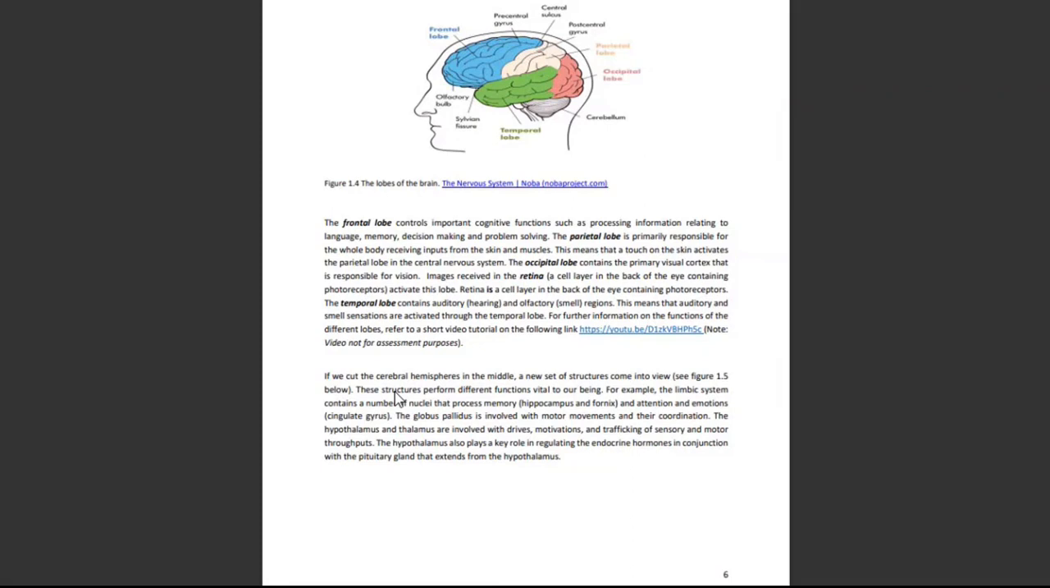Then let's go further. If you cut the cerebral cortex in the middle, a new set of structures comes into play. Remember, we said you have the left and the right hemisphere. Your brain is divided into left and right hemispheres. That's what you said. If you cut the cerebral hemisphere in the middle, a new set of structures comes into view.